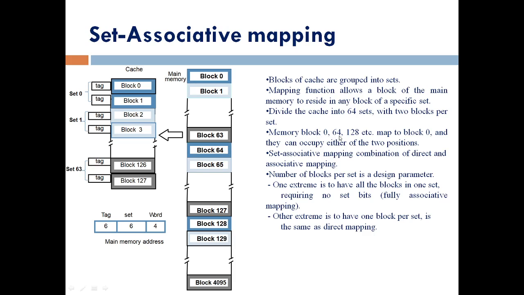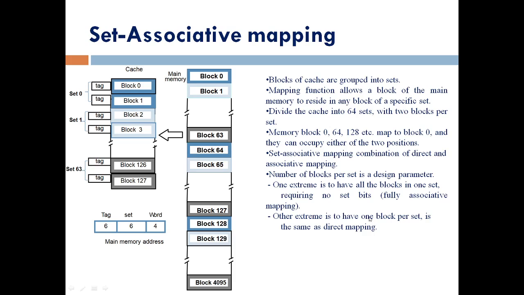Memory blocks 0, 64, 128, etc. map to set 0 and they can occupy either of the two positions, that means block 0 or block 1. Set associative mapping, as I said, is a combination of direct and associative mapping. The number of blocks per set is a design parameter. One extreme is to have all the blocks in one set, requiring no set bits, which is fully associative mapping. So one design option is to have all the blocks in one set. All the blocks in one set, that is again fully associative mapping. Again the processor has to search all the blocks in one set.